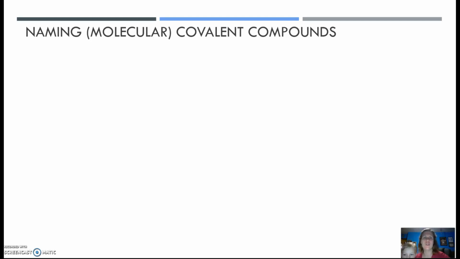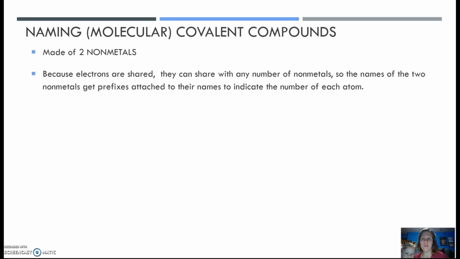Okay, so this is the second time I've ever started with naming molecular compounds first, because you're going to learn this rule once and then you're not going to use this rule again. They're made of two nonmetals. All the other rules we're going to worry about start with metals. Because of this sharing of electrons, you can have any number of the two nonmetals, so in order to say how many of each atom there are, we use prefixes.